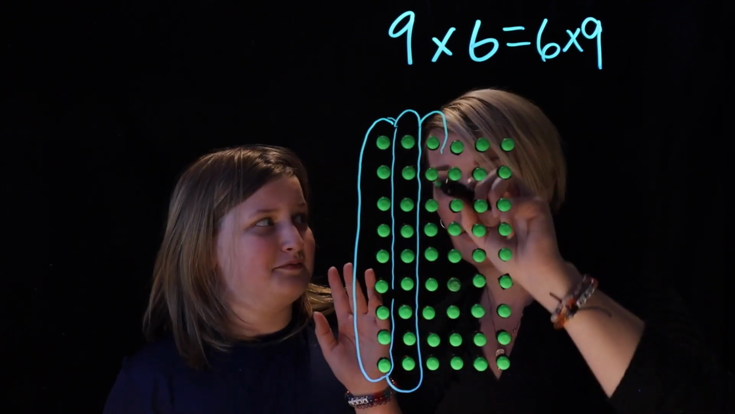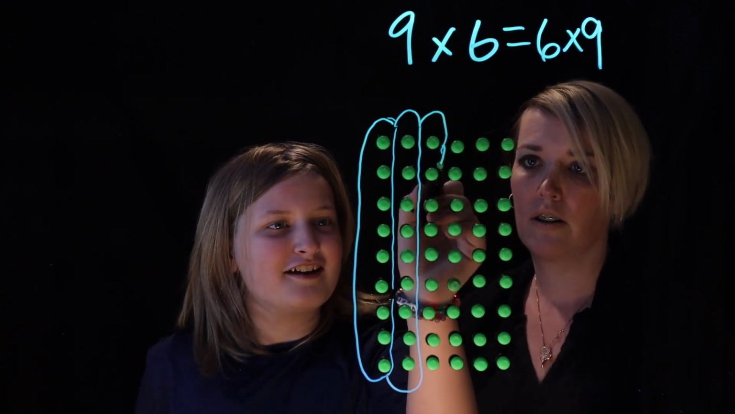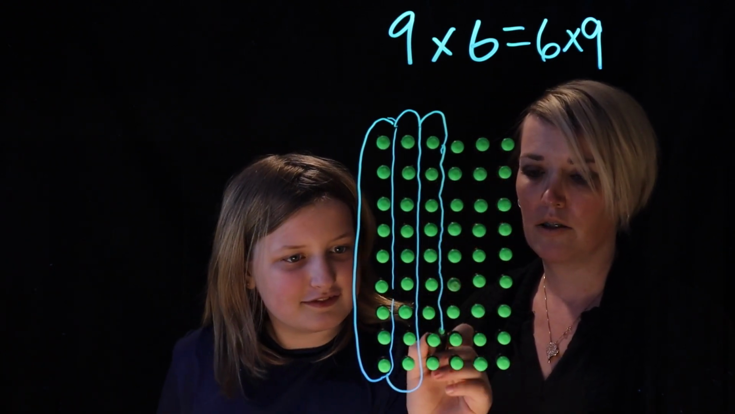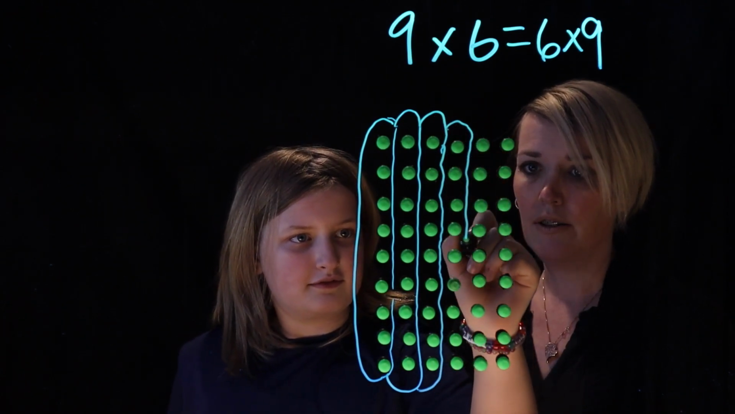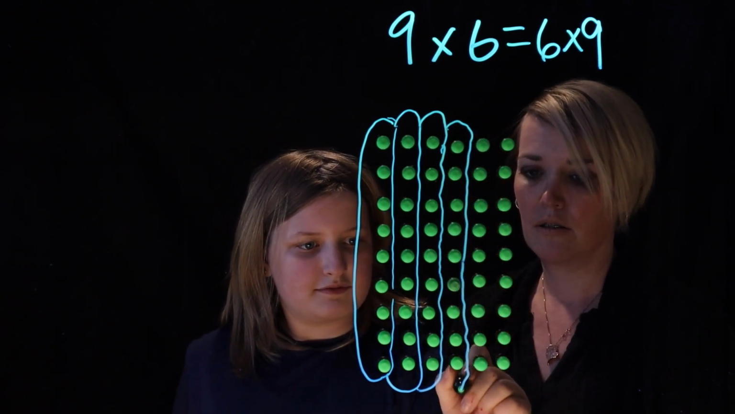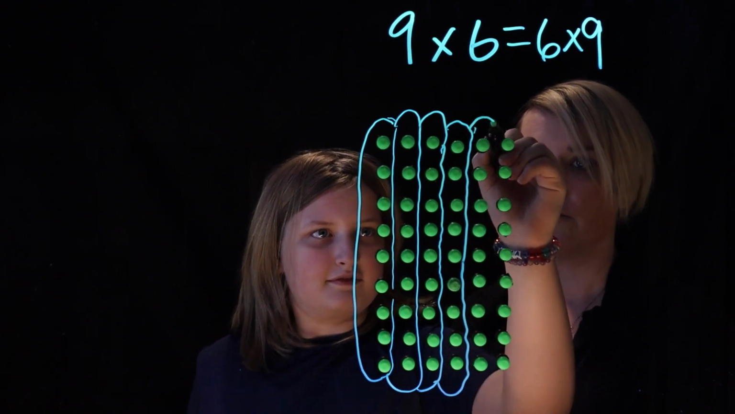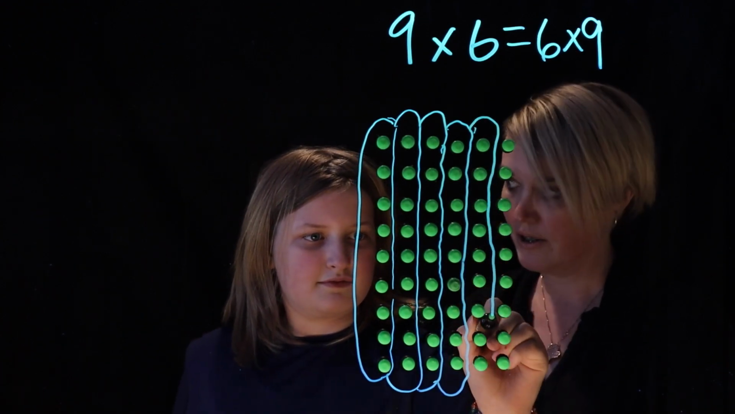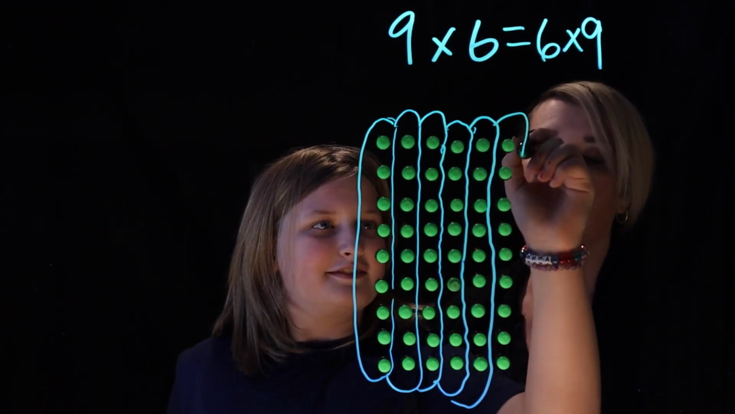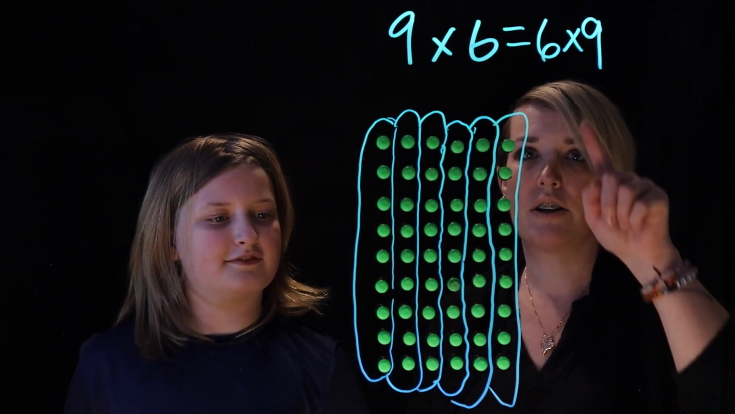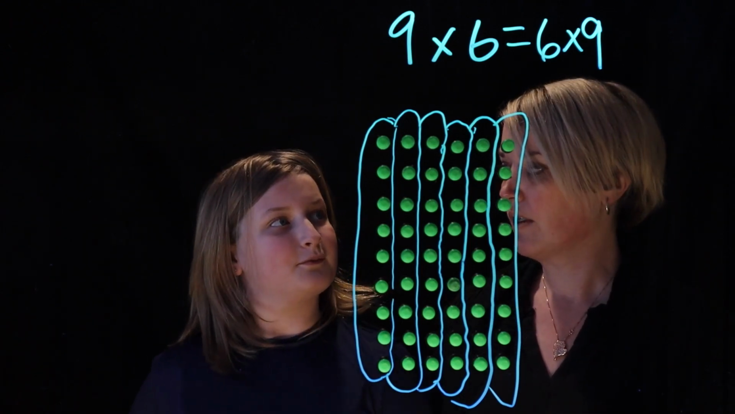And can I draw them? Sure. Go for it. So that's 3 groups of 9, 4 groups of 9, 6 groups. No, that's 5, right? 1, 2, 3, 4, 5, and one more. Okay, so there's your 6 groups of 9. So what are you going to do?